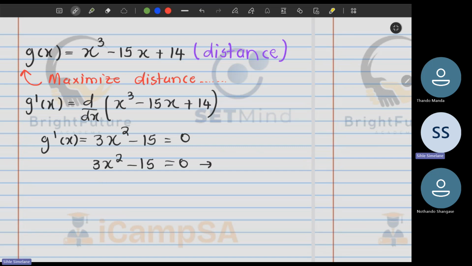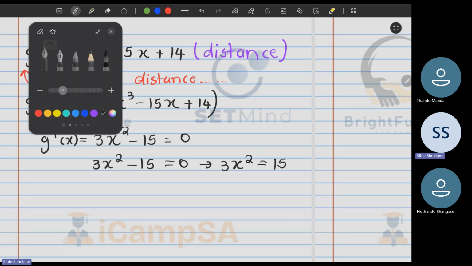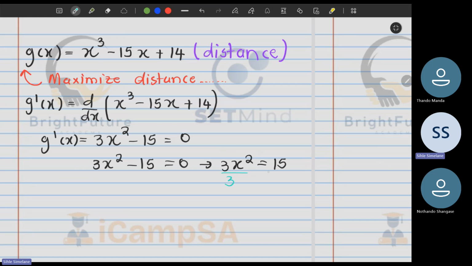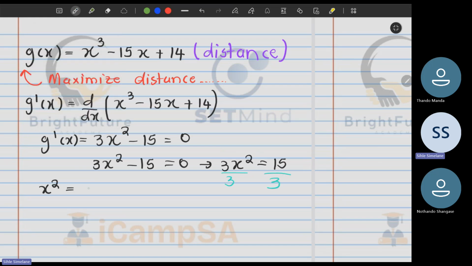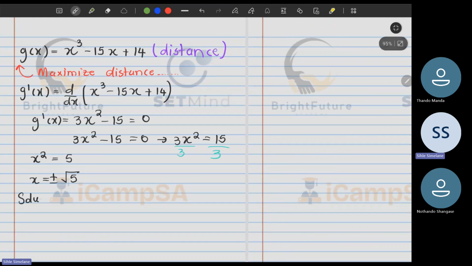So we can transpose and have 3x squared equals 15. And you'll see that we can actually divide by 3, and what we are left with is x squared equals 5. So we can solve for x by taking the square root of 5. But remember, you should always put plus or minus, which means our solution for x values is x equals square root of 5, or x equals minus square root of 5. Okay? So those are the x values that we have.